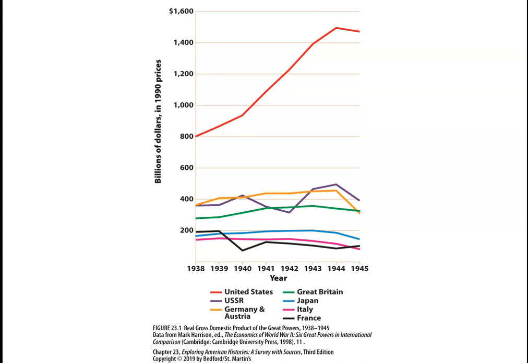This is the domestic product of the great powers. So you have the United States, the USSR, Germany and Austria, Great Britain, Japan, Italy, and France. And so you kind of see everyone else is down here, but you can tell when we really ramped up how much money we're pouring into it. This is billions of dollars, and these are 1990s prices. So you can tell we have a lot of money being poured in, a lot of money being used, a lot of domestic product going out and being made. So we really cranked up production.